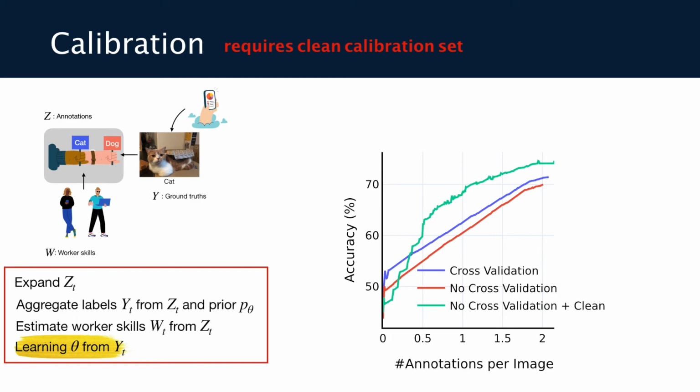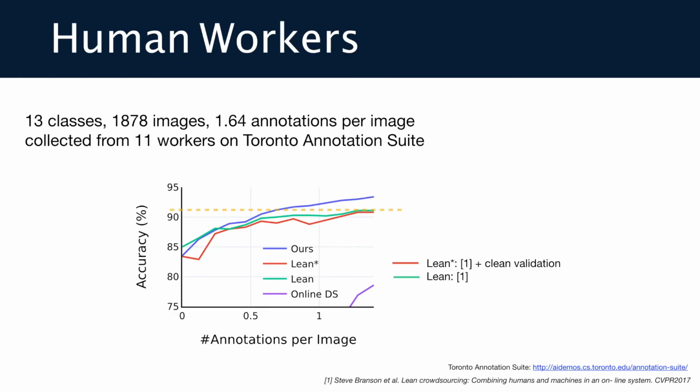Since we use the model prediction as prior, the model output probability matters. We find that using a clean calibration set to calibrate is very important. It reduces the number of annotations by 42% compared to using a randomly sampled calibration set. All the above experiments are done in simulation. We also provide experiments with human workers. By combining all the mentioned practices, we improve the efficiency by 50% over prior work.